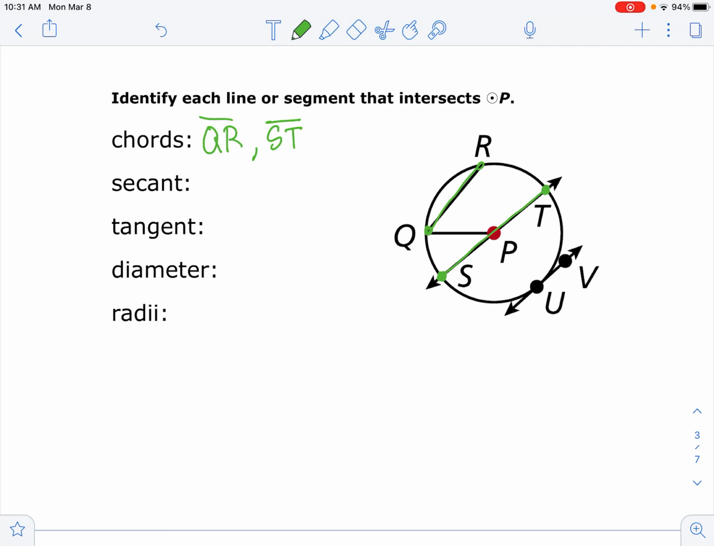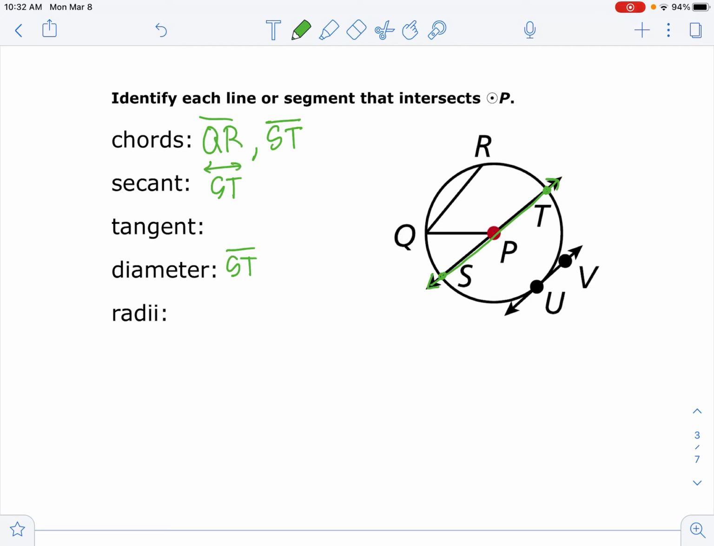But then you might be saying to yourself, wait a minute, ST is a diameter. It sure is. Or you can put TS. All right, now I need a secant. A secant is a line that intersects the circle twice. If you look, this line right here intersects the circle twice. That is line ST. Make sure you put lines above it.